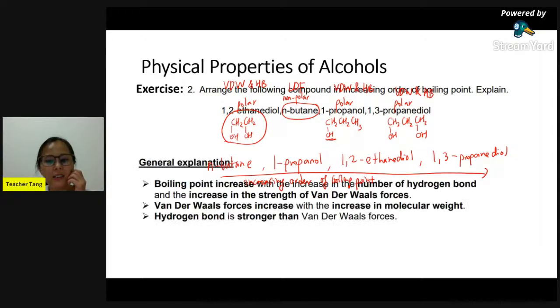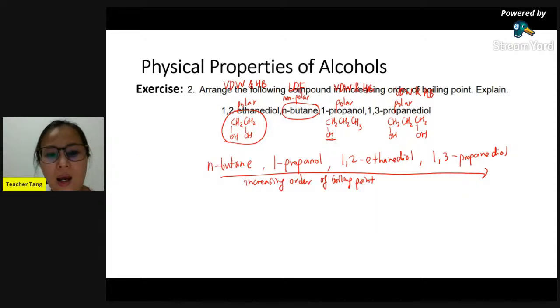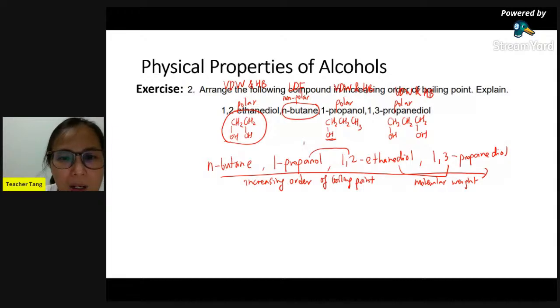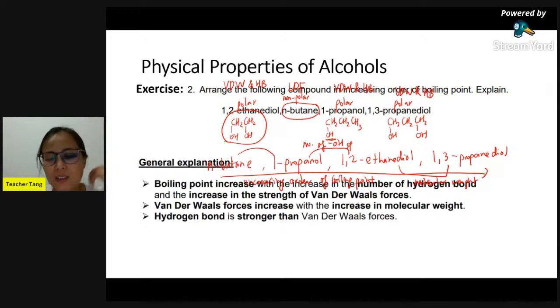So how to explain this? Okay, so can you see what factors we have determined? We have determined the molar mass factor, so between these two, this is the molecular weight factor. And then between this, the number of hydroxyl groups. And then between this, basically the polarity of the molecule. So these are the three factors that we have determined, so we need to write it in our explanation.